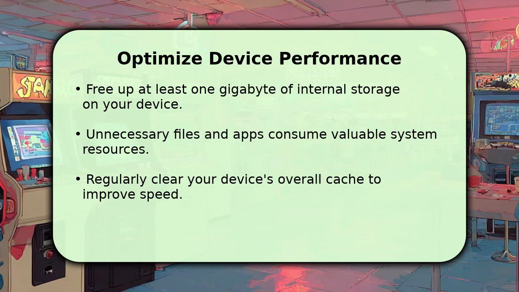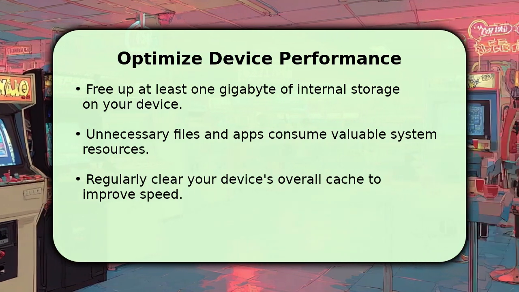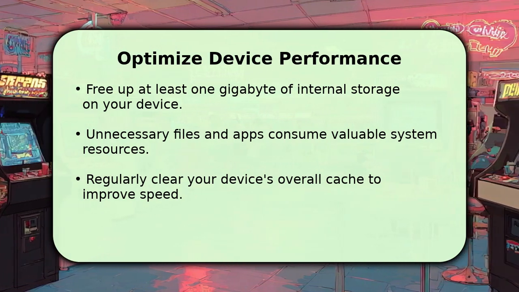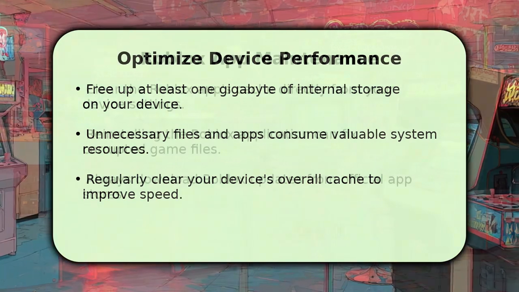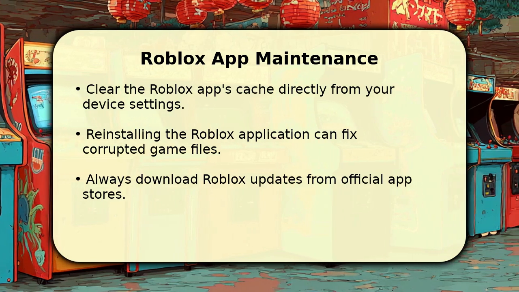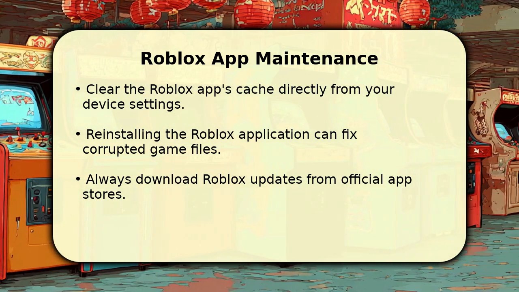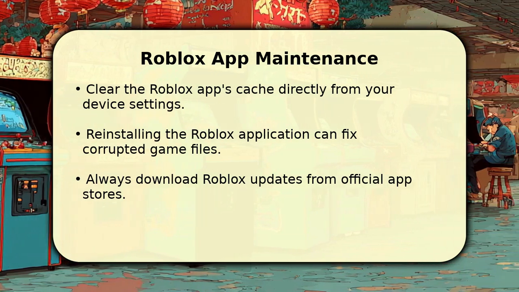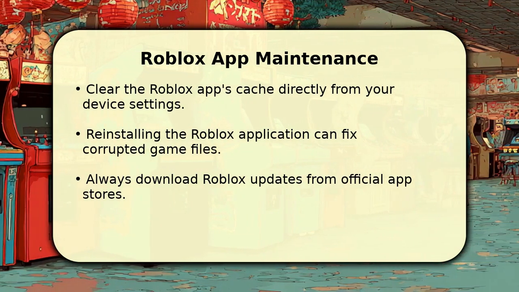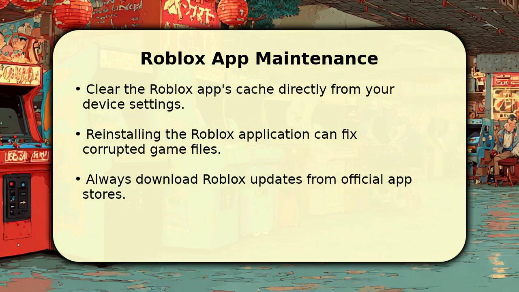Additionally, regularly clear your device's general cache, which helps remove temporary files that can slow down your system over time and lead to instability. Proper Roblox app maintenance is essential for crash prevention. First, navigate to your device settings, find the Roblox application, and clear its cache. This action removes temporary data that might be causing issues.